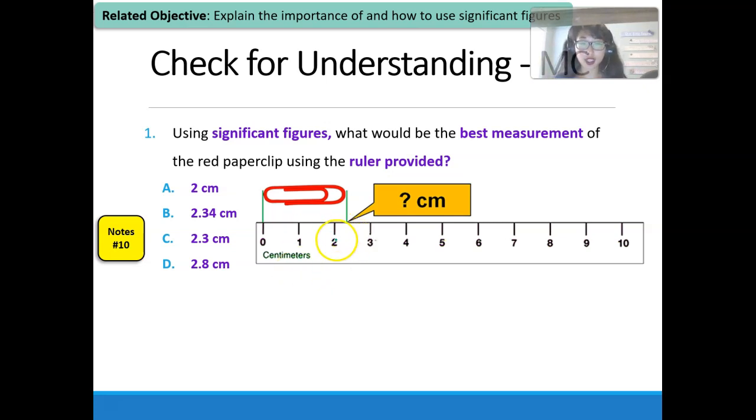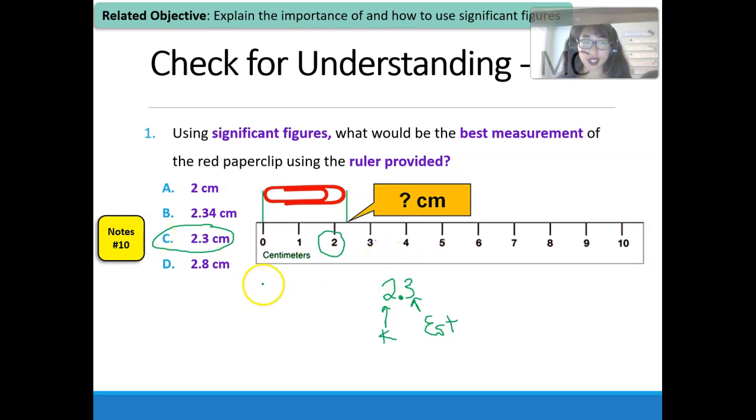Here I know that the measurement for sure starts with 2. So 2 centimeters, that's my known digits, point. Then I'm going to estimate here. This is maybe 3 or 4 past here, so I would say maybe 2.3. And take a look at that, here's our answer right here. 2.3 centimeters would be an accurate significant figures measurement of this paperclip, because this one's known, and this one right here is estimated. So known and estimated. Awesome, so that's number 10 in your notes.